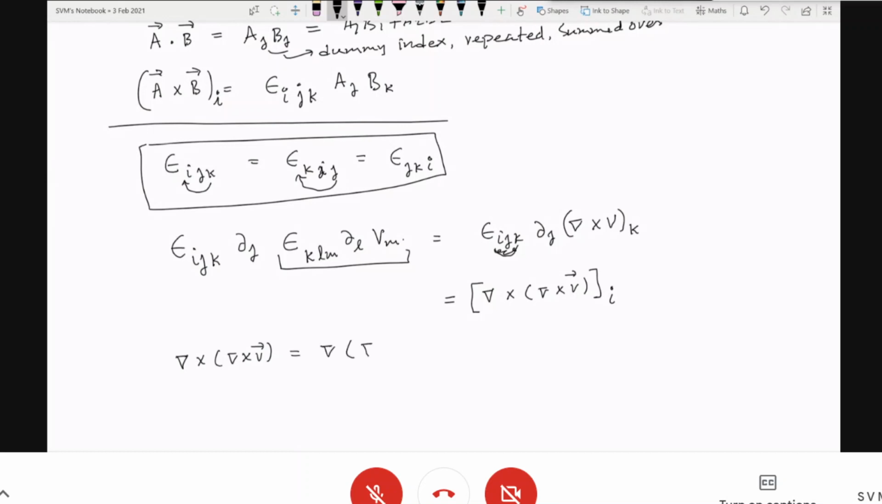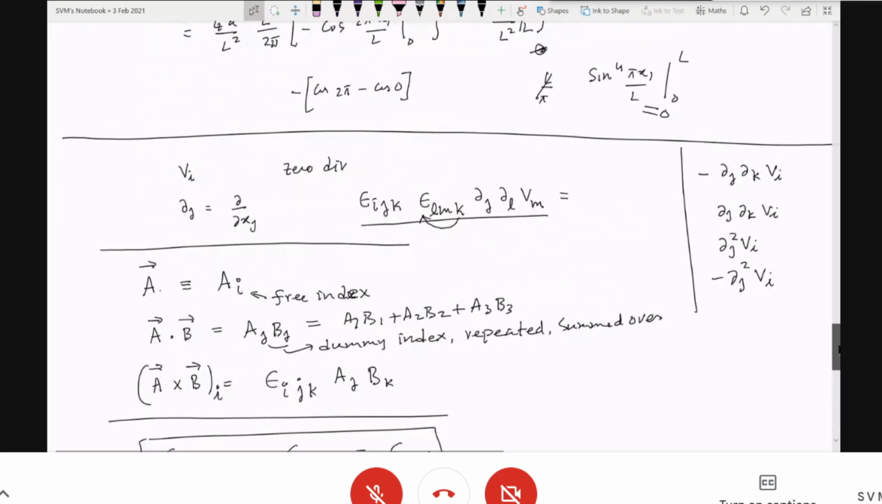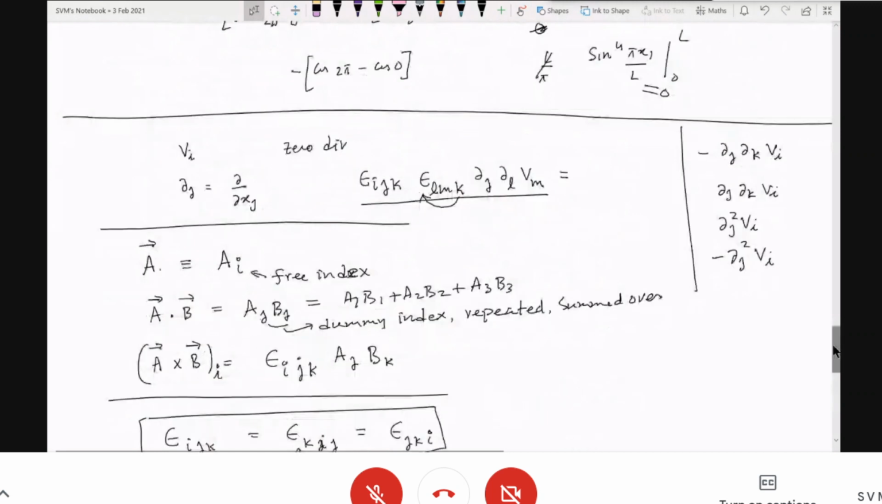Correct. So I think they expect you to remember this, or you might have used this many times. So this is del square. But they have given that divergence of V is 0. So this term is 0. So this is equal to minus del square V. That is what it is: minus dou j square V.